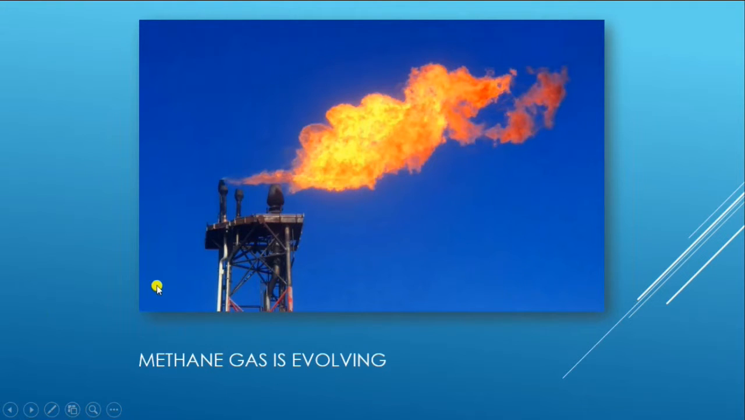Next, we know methane is a very common gas. This methane gas is evolving by various ways. Here, industrial methane gas is evolving.